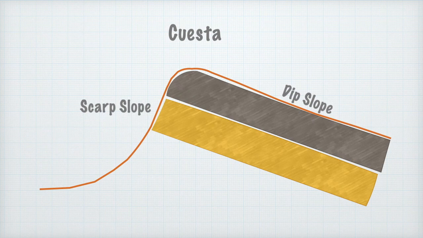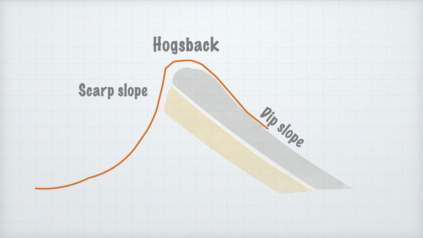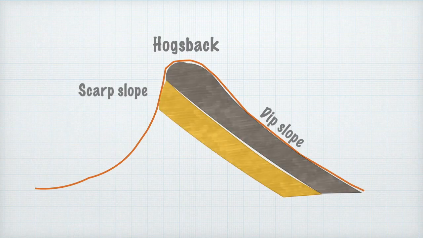Another feature that is associated with dipping strata would be similar to the cuesta, but it has a steeper dipping slope. And so that kind of feature then is called a hogsback. So the difference between a cuesta and a hogsback is that a cuesta has a gentle dipping slope, whereas a hogsback has a steeper slope.